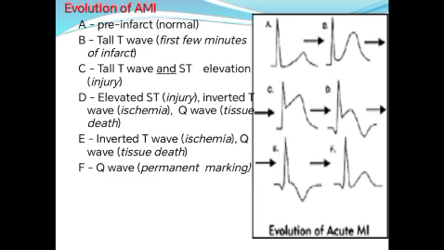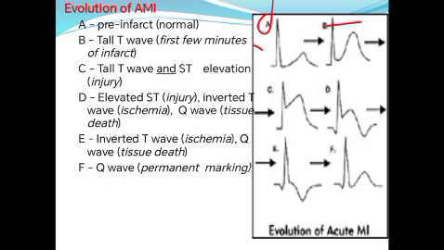Evolution of acute myocardial infarction and the ECG changes that occur during this. We have first the normal ECG, that is the pre-infarct. Then B, usually there will first be a tall T wave. This is the first few minutes of infarct. If you see here, the normal T wave should be less than two-thirds. Now it is more than half of the preceding R wave.